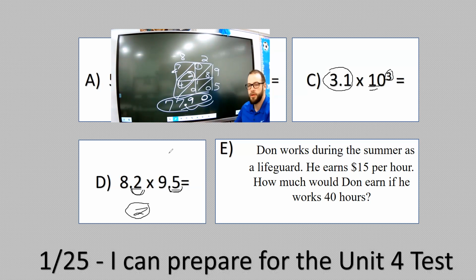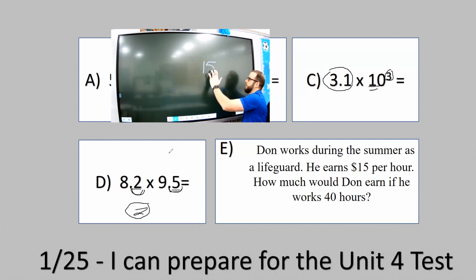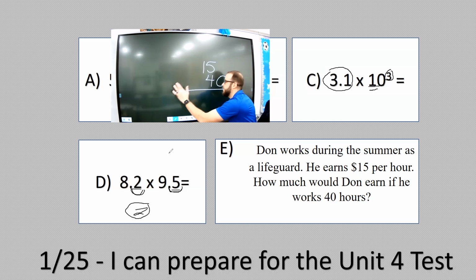And then last, we have Don worked during the summer as a lifeguard. He earns $15 every hour. How much is he going to earn if he works for 40 hours? Okay, so now we're just doing 15 times 40. And there's a couple ways to do this. Because 40 is a power of 10, we can ignore the 0 and add it to our answer, right?